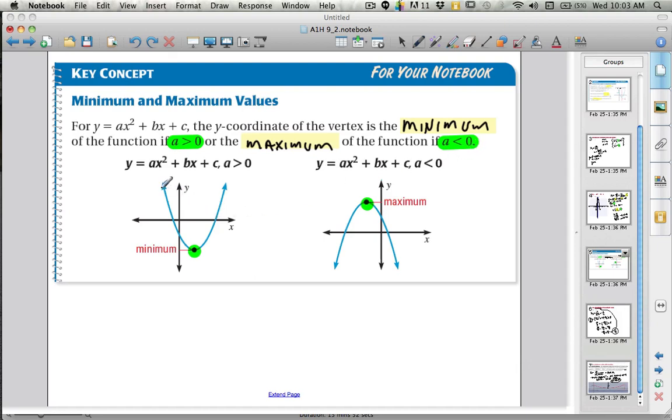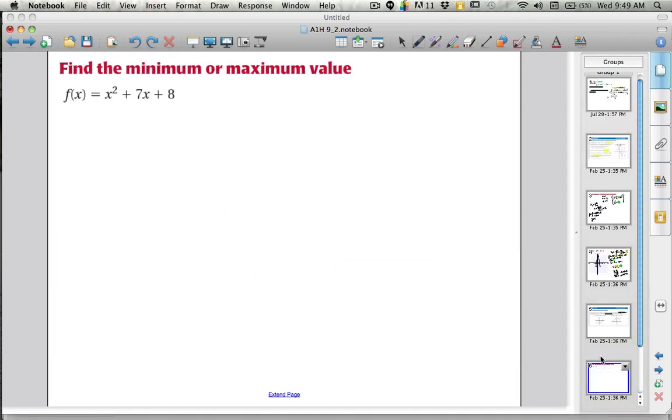I tend to think of it more as opening up or opening down because it's pretty obvious. It's a minimum here. There are no y values that are less than it. It's a maximum here. But sometimes you don't want to graph it, so it's nice to know when my a value is positive, I'm looking at a minimum, and when my a value is negative, I'm looking at a maximum. So if we want to find the minimum or maximum value, do I have to graph this? No, I really don't. I'm going to find the x-coordinate of the vertex. My x-coordinate of the vertex is going to be the opposite of b over 2 times a.